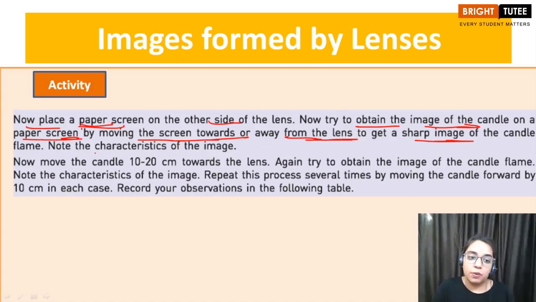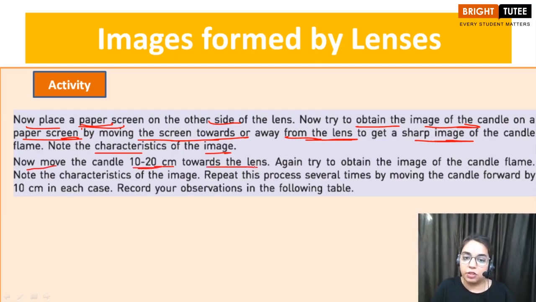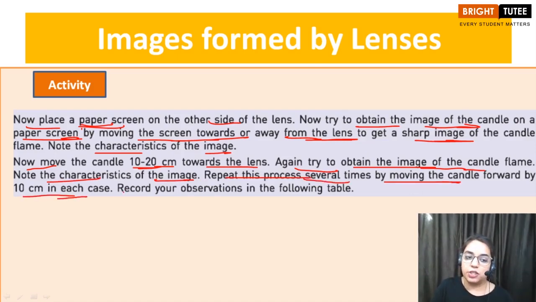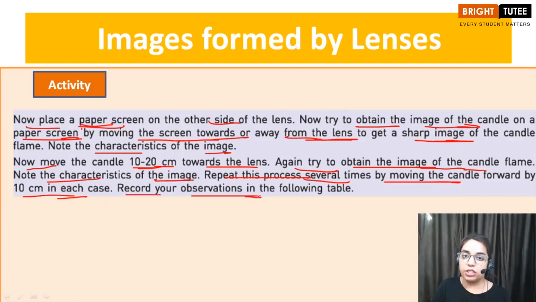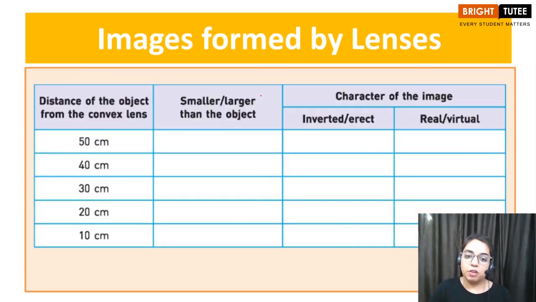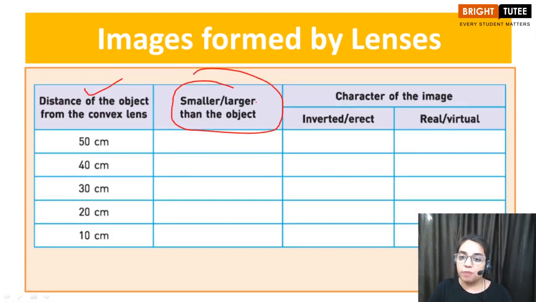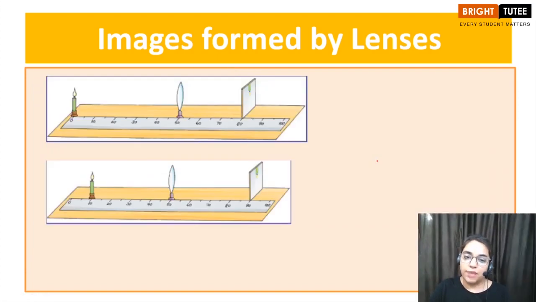Okay, and now we will note the characteristics of the image and now move the candle 10 to 20 centimeter towards the lens and again try to obtain the image of the candle flame. Note the characteristics of the image and repeat this process several times by moving the candle towards the lens by 10 centimeter in each case, and record your observations in the following table. And this will be your observation table, children, where you will write the distance of the object from the convex lens, size, whether it is smaller or greater than the object, whether it is erect or inverted, it is real or virtual.